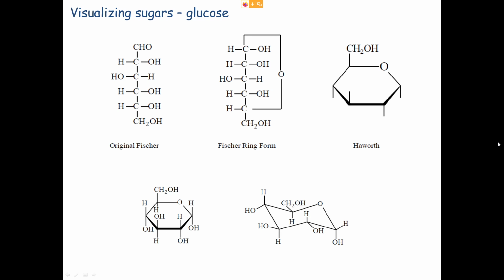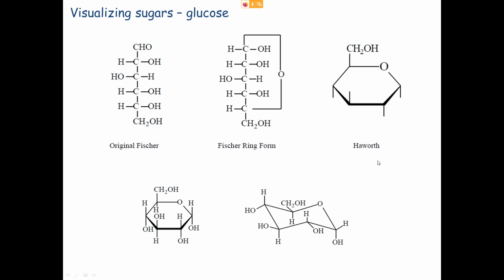Some other ways of visualizing that. We have our Fischer projection on the top left, like we've been looking at. We could make it in this Fischer ring form, which was an attempt to show you that carbon number 5's OH is the one forming the bond. These are not additional carbons, right? But it's not a very pleasing form. It looks like there are 3 additional bonds in there.